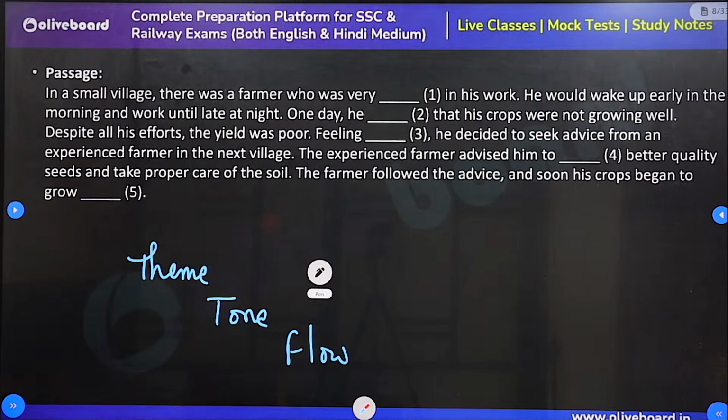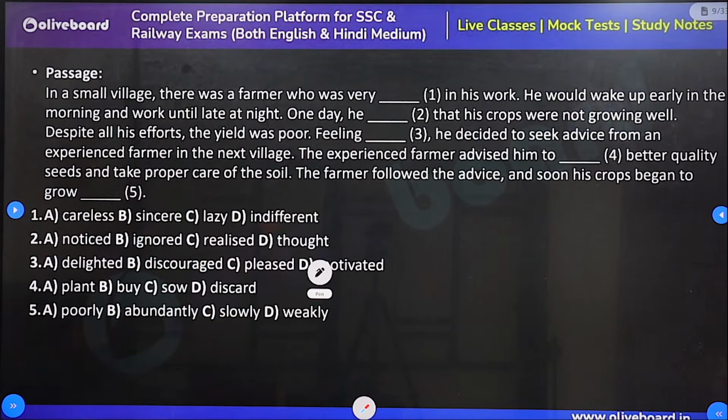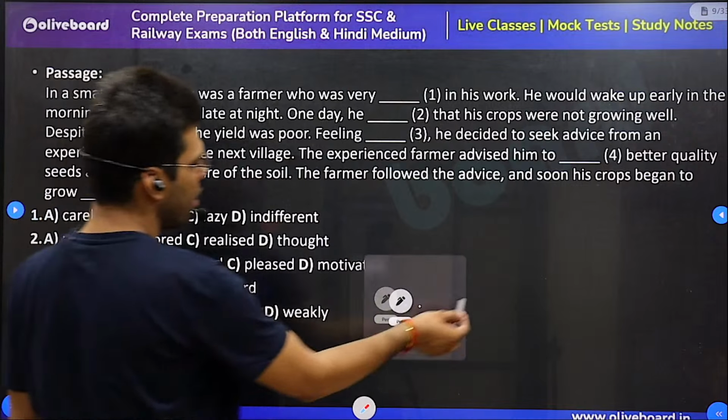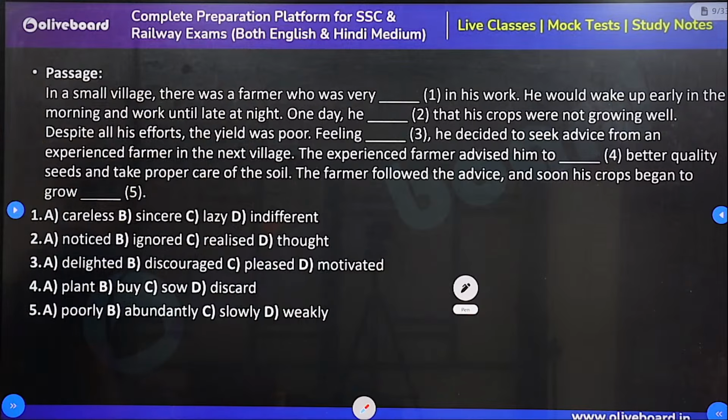Okay, done. Let's have the options. Just try to fit the most appropriate one as per the flow of the passage, as per the story, because that's a story you have gone through.